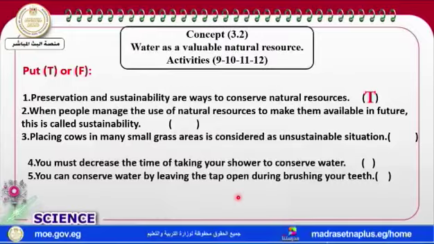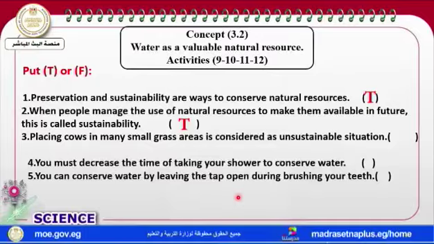The next one, when people manage the use of natural resources to make them available in the future, preservation and sustainability are ways to conserve the natural resources. That's, of course, true, my dear students. And when people manage the use of the natural resources to make them available in the future, that's called sustainability. Of course, my dear students, that's what sustainability is.